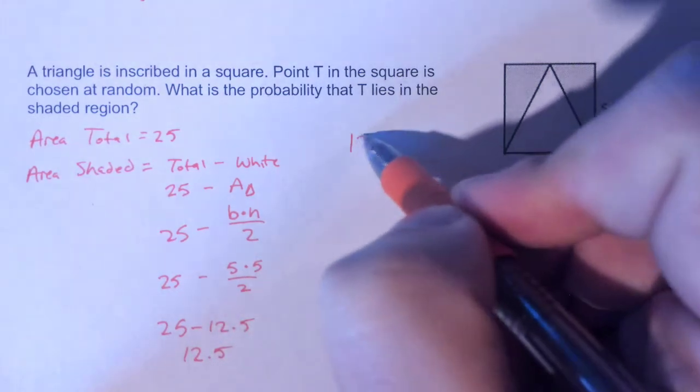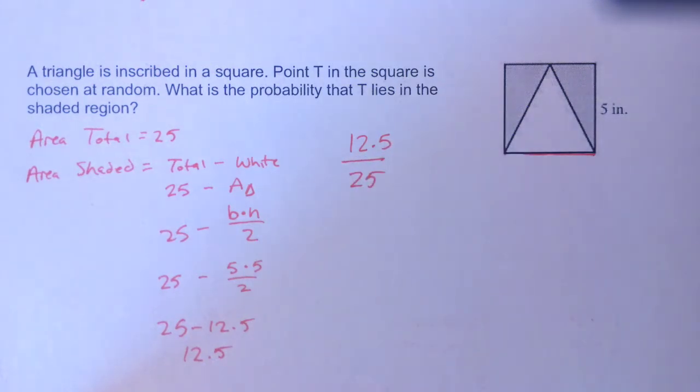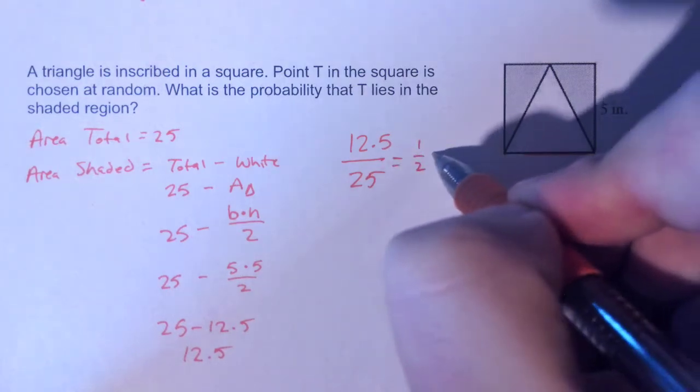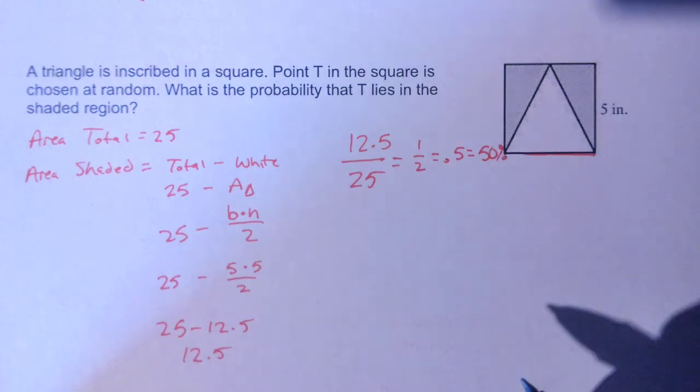So my probability, I put my shaded over my total. Type it in my calculator, although I don't need to. I know that this is 1/2 or 0.5 or 50%.